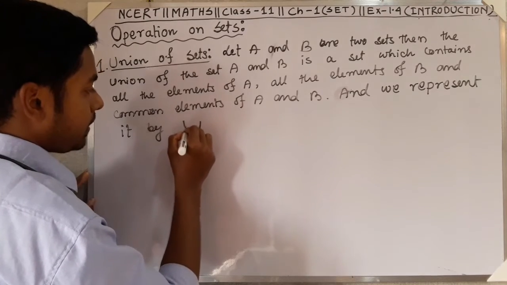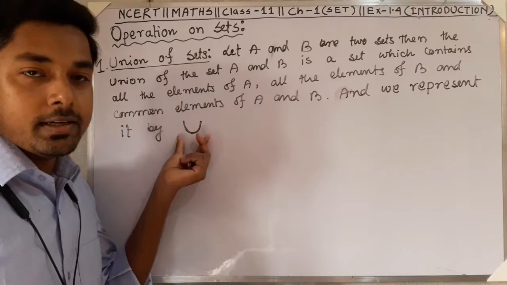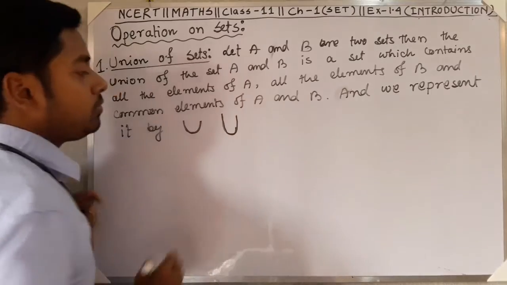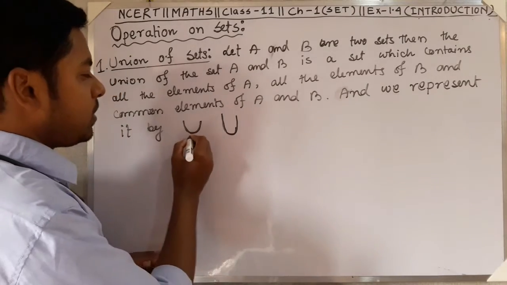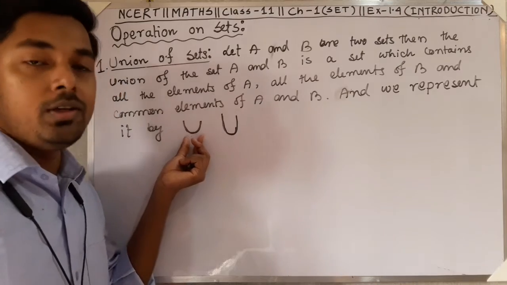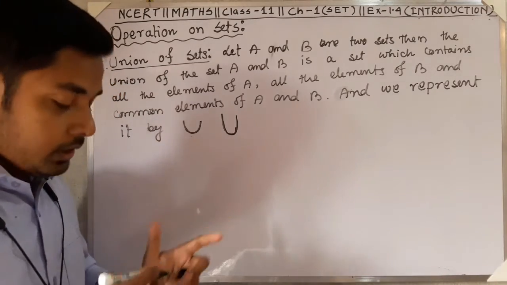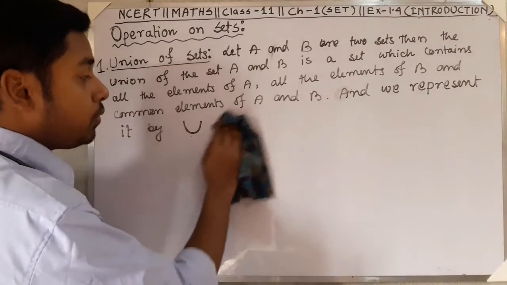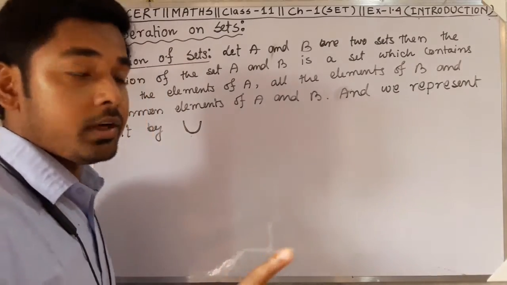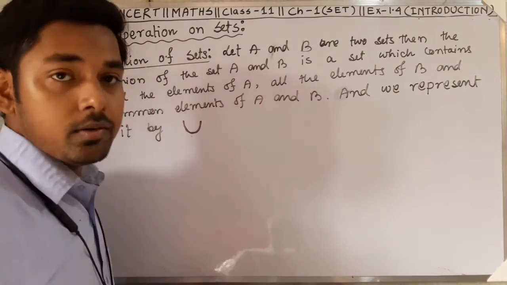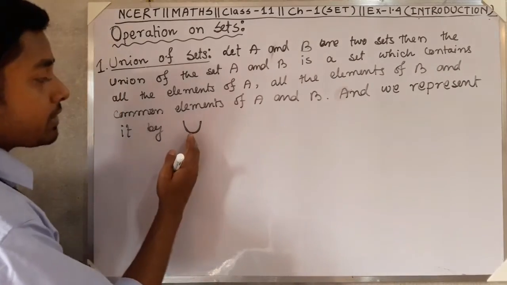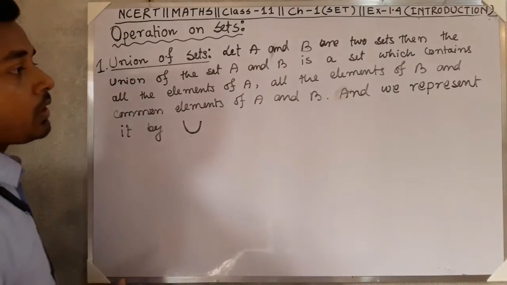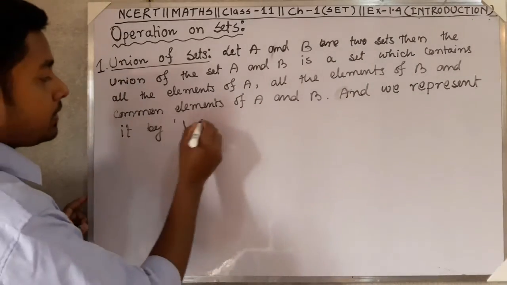It looks like the universal set, so be careful. Universal set means it is a proper U, and union is not a proper U, but it looks like U. Whenever you put the universal set and union together, put them very carefully. They should look different, because universal set and union are different things. And we represent union by this symbol.